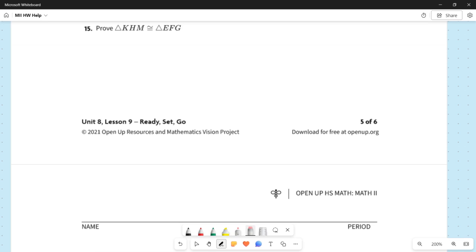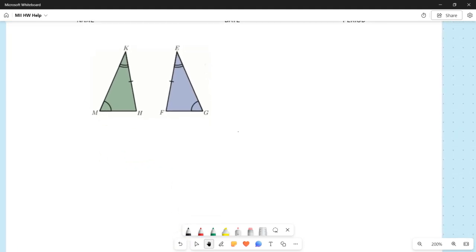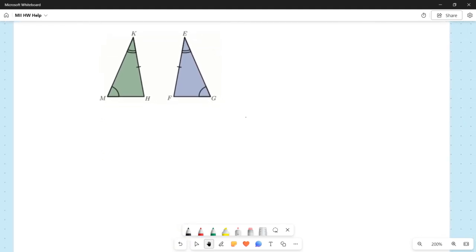Question 15. Question 15 says, prove that triangle KHM is congruent to triangle EFG. Again, we're on the next page. It's a little annoying. So we're just going to stick with this picture. I'm not going to scroll back up and down. As always, we'll make some claims. We'll have a reason. And we're going to build towards one of our acceptable triangle congruency situations.